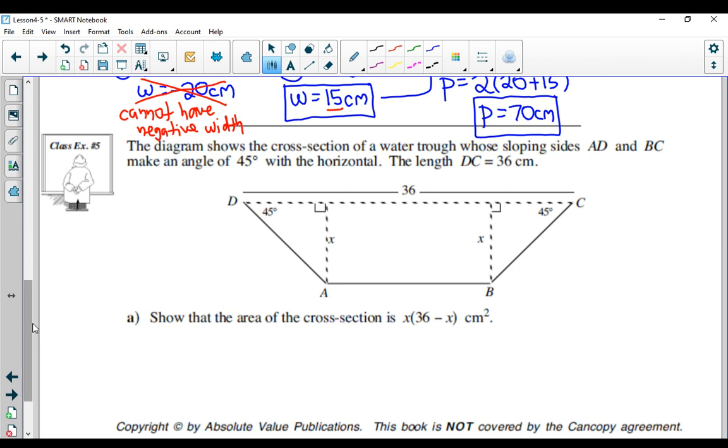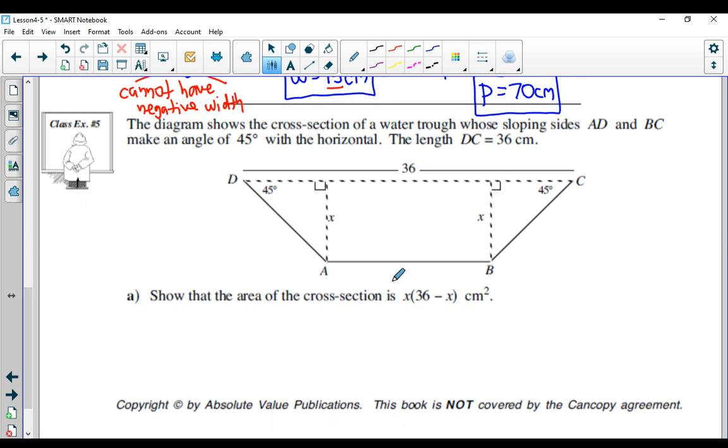So the diagram shows the cross section of a water trough whose sloping sides AD and BC make angles of 45 degrees at the horizontal. And it tells me the length from D to C is 36 centimeters. Okay, so it says show that the area of the entire cross section is x and then 36 minus x.